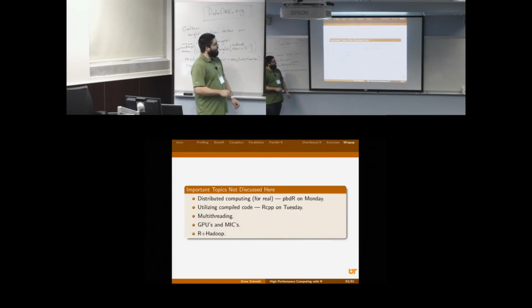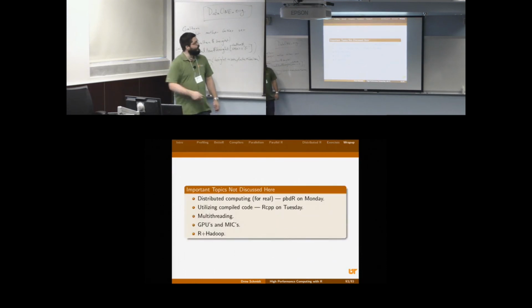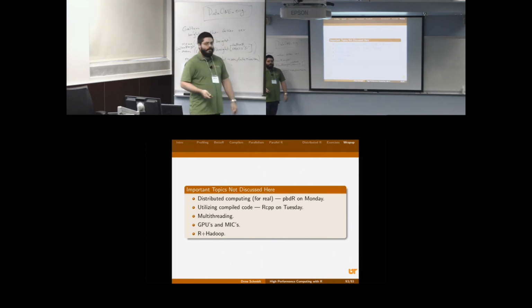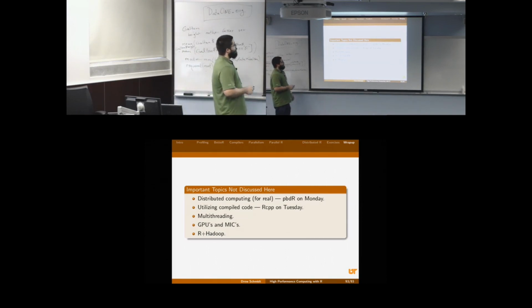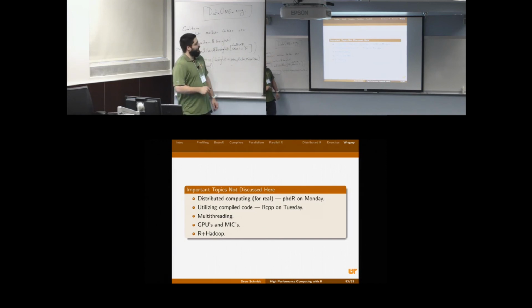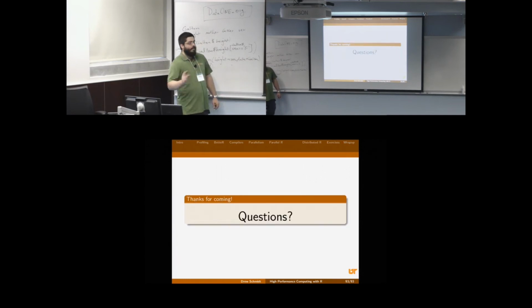Quick wrap up. So again, as I've said many times, distributed computing tomorrow. Compiled code with Rcpp on Tuesday. We didn't talk about multi-threading because that's hard. You need compiled code anyway. We didn't talk about GPUs and MICs because that's really hard. We didn't really talk about R plus Hadoop. That option exists. Maybe that's good for you. But that will wrap up the first session of high performance computing with R. Are there any questions?